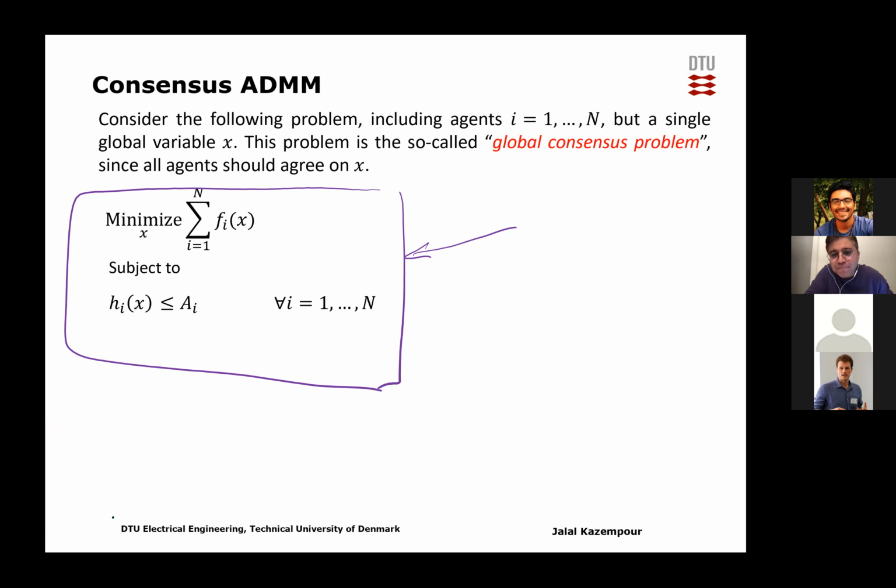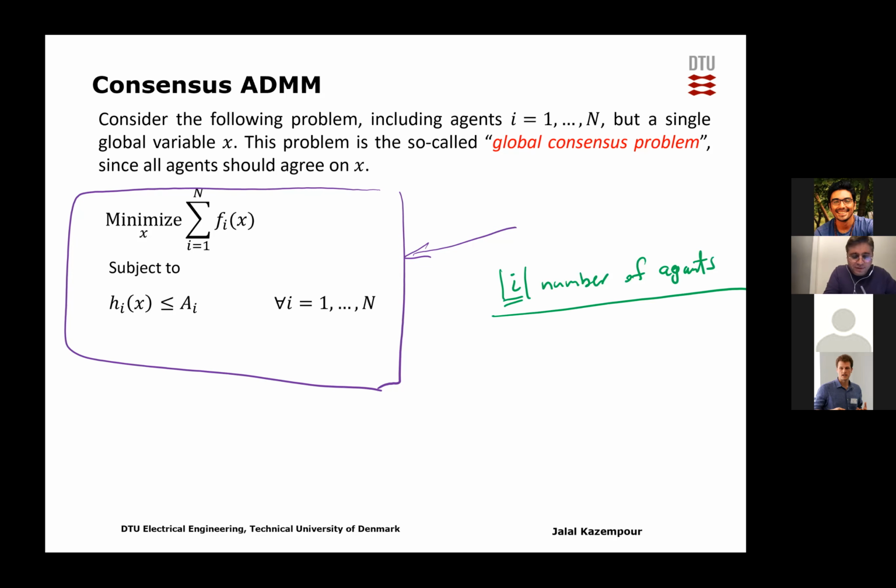Yes, so this problem is actually decomposed for the cost function. So we have fi, and the constraints are also for the separate agents, but all agents share the variable x. So they need to agree on this variable x and need to find a consensus for that. Very good. So we have I number of agents.